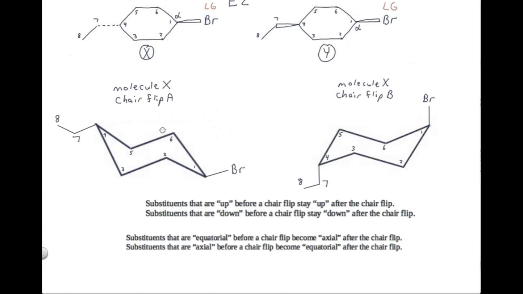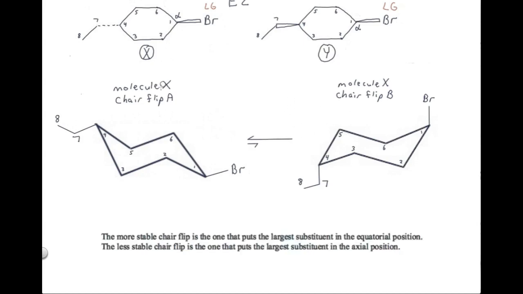Now, can you identify which is the more stable and which is the less stable of these chair flips? Here's the answer. Chair flip A is more stable because chair flip A puts the substituents in the equatorial positions. Chair flip B is less stable because chair flip B puts the substituents in the axial positions. We learned in the previous video that it's best when possible to put the substituents in the equatorial positions. They experience less steric hindrance in those positions.